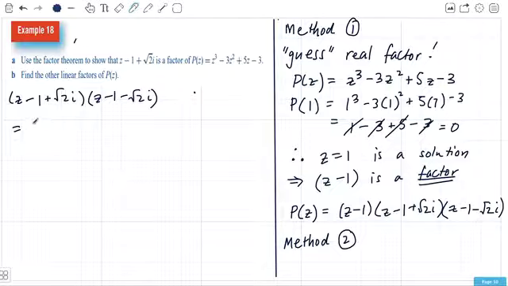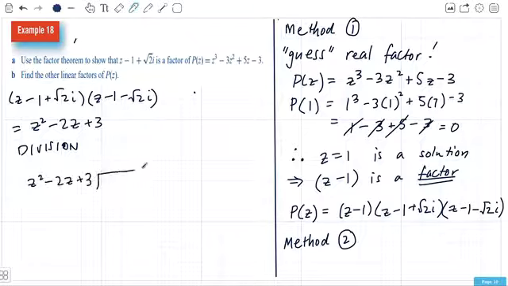If you multiply those together, you're going to end up with z squared minus 2z plus 3. This is in your textbook, so it actually has the full working there if you want to see it. You'll find if you expand that, you'll end up with this. And then you can do the division of z squared minus 2z plus 3 into z cubed minus 3z squared plus 5z minus 3.